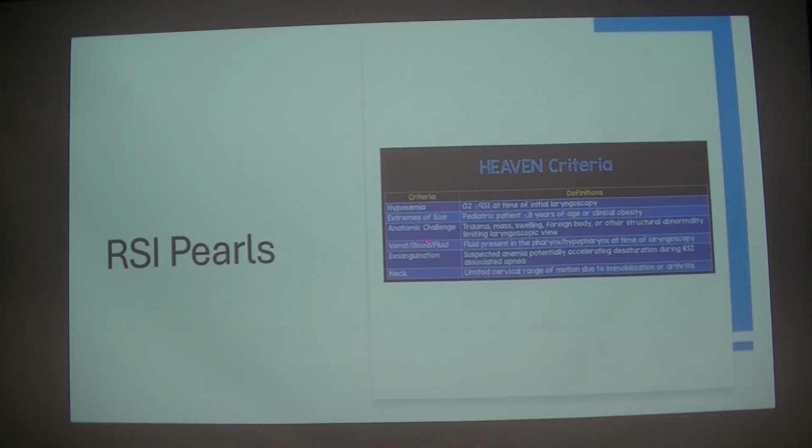Vomit, blood or other fluids present in the pharynx, hypopharynx at the time of laryngoscopy. Exsanguination, suspected anemia potentially accelerating desaturation during RSI-associated apnea. So that will just accelerate the rate at which this declines. And then neck, limited cervical range of motion due to immobilization or arthritis. So these are all things that could lead to complications with laryngoscopy.